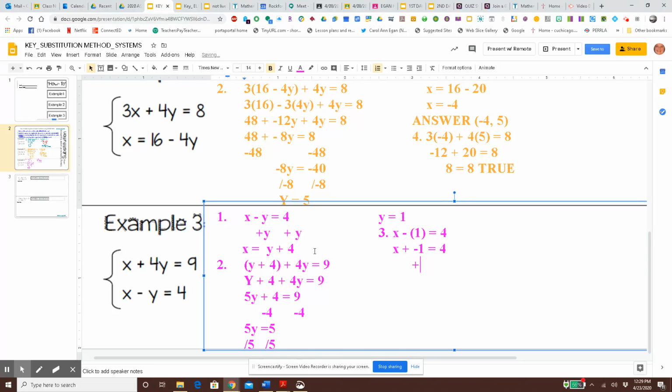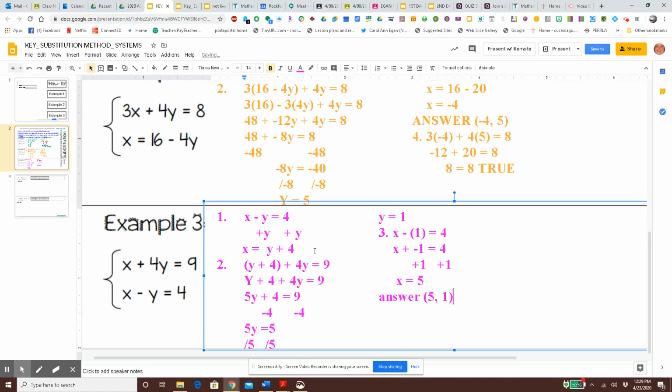I'm going to add 1 to both sides. Remember, if you're someone that struggles with those integer rules, make every subtraction a positive and change the sign of the term afterwards. So x equals 4 plus 1, which is 5. So I just found an answer of x is 5 and y is 1.